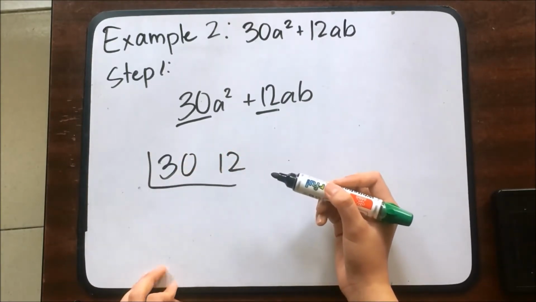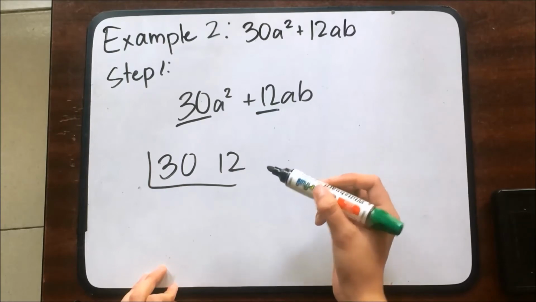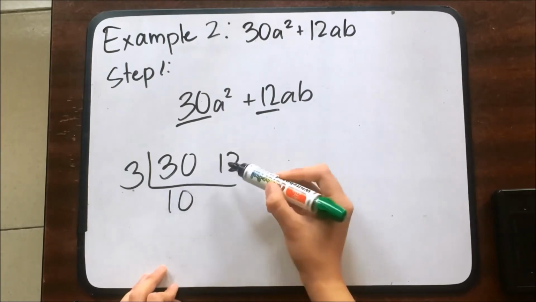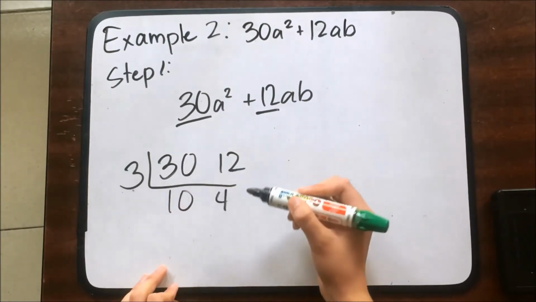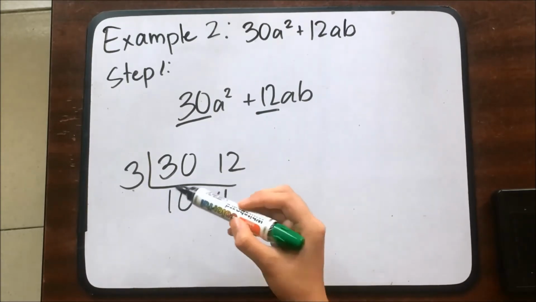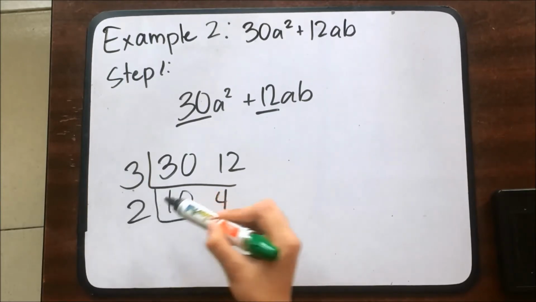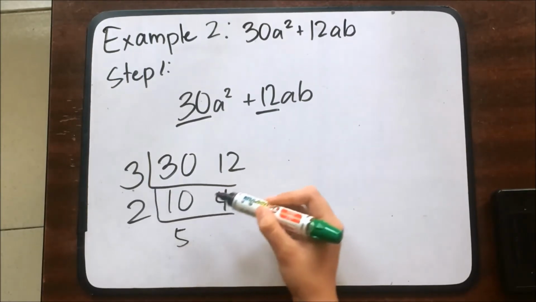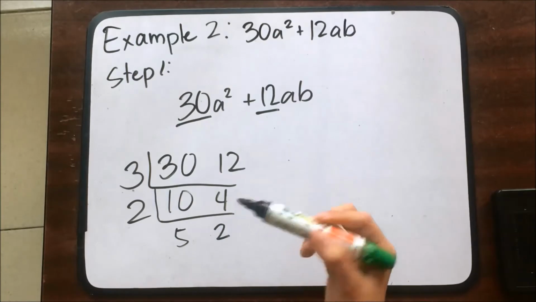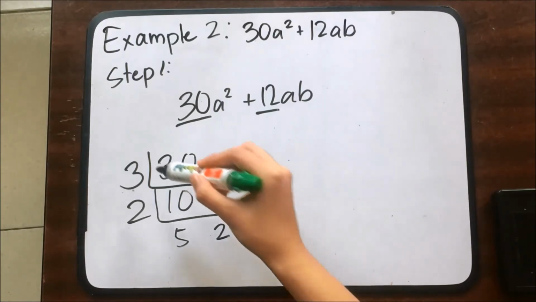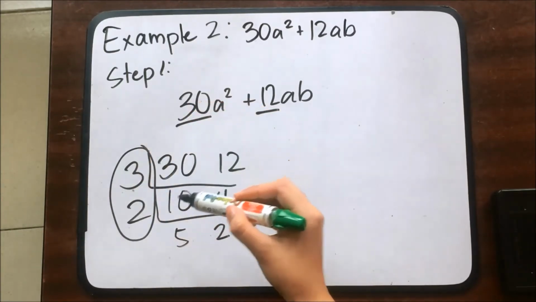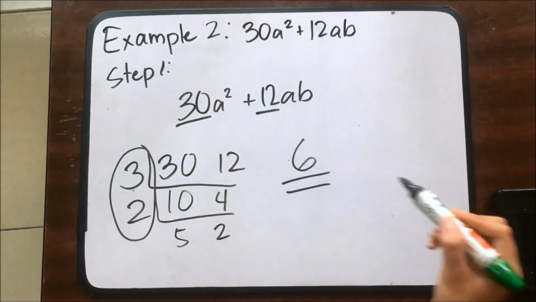So now, what number can be divided to 30 and 12 evenly? 3 can be divided evenly. So 30 divided by 3 is equals to 10. 12 divided by 3 is equals to 4. Now, what number can be divided to 10 and 4 evenly? There is still a number. It's 2. So 10 divided by 2 is equals to 5. 4 divided by 2 is equals to 2. Now, since 5 and 2 are already prime numbers, they cannot be divided anymore. We will multiply the numbers on the left to get the GCF of the coefficients. So 3 times 2 is equals to 6.